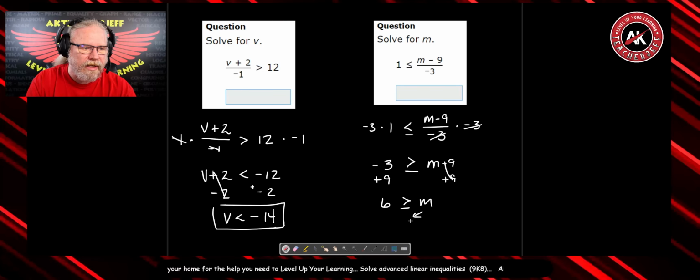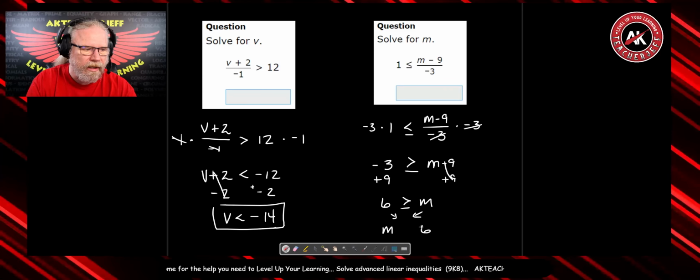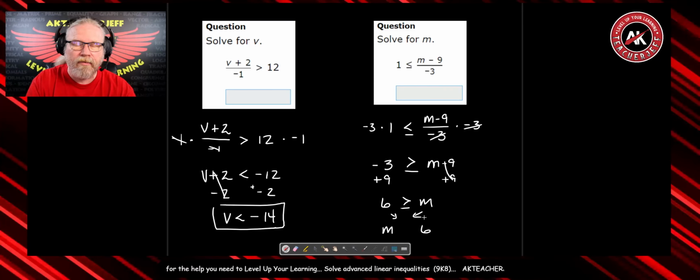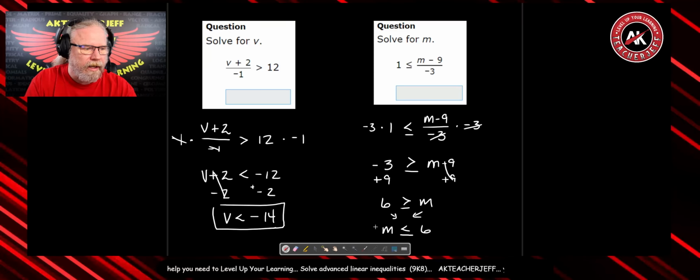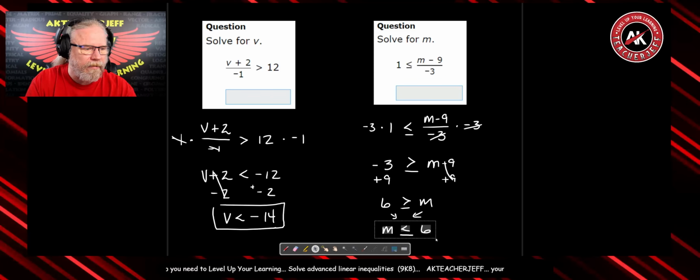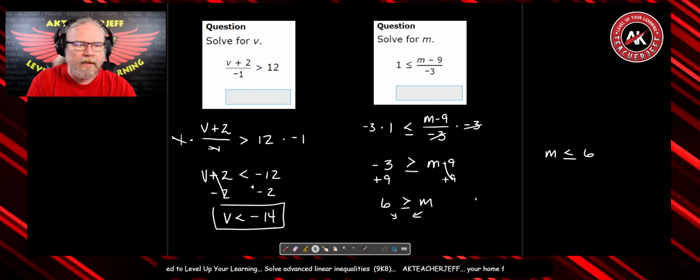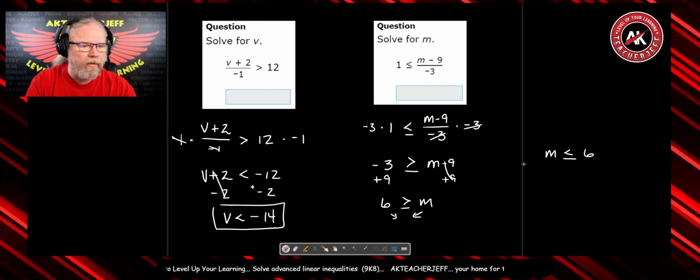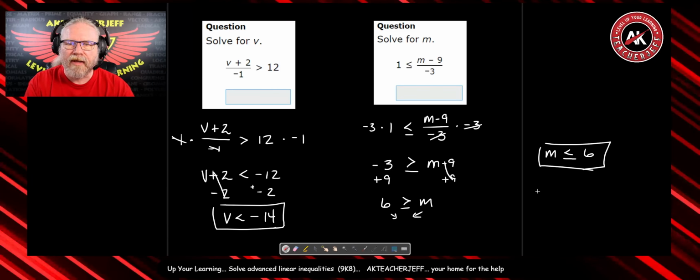Now let's go ahead and send that m over to the left and send the 6 over to the right. And since I switched them, it's pointing to the m, so let's go ahead and make it point to the m still. And in the end, I end up with the solution of m is less than or equal to 6. Final answer for that question.